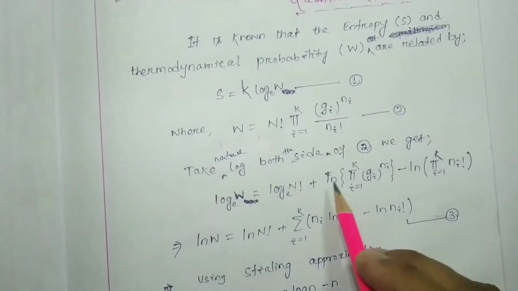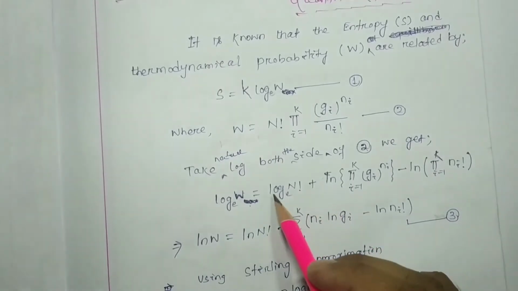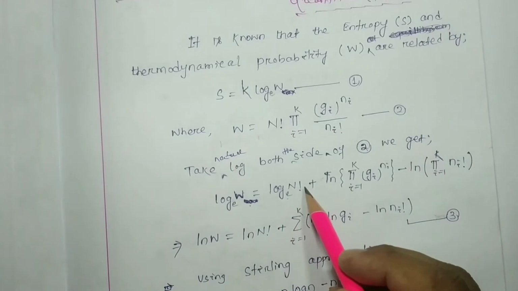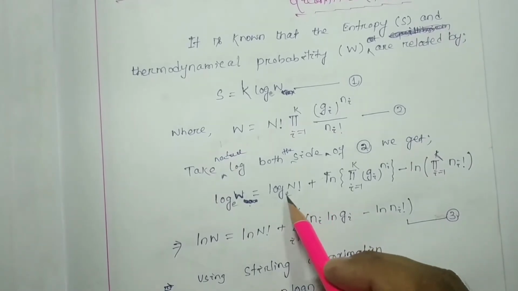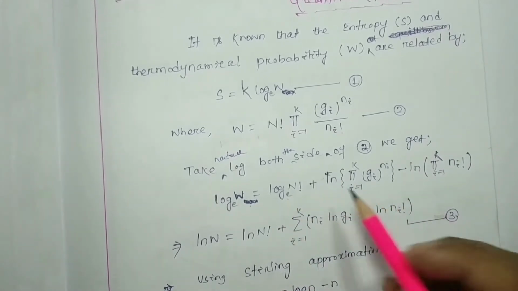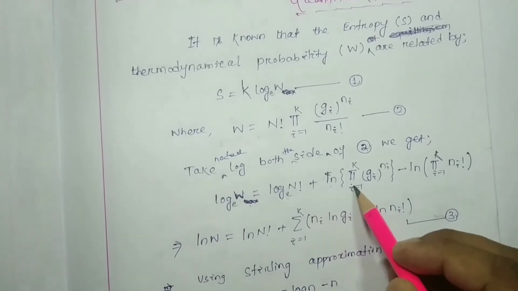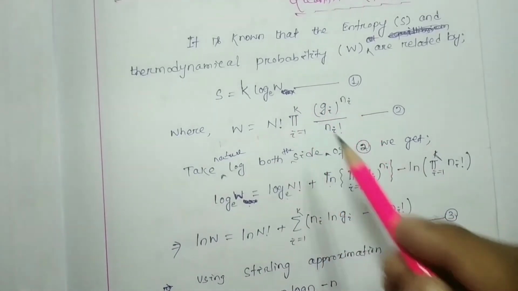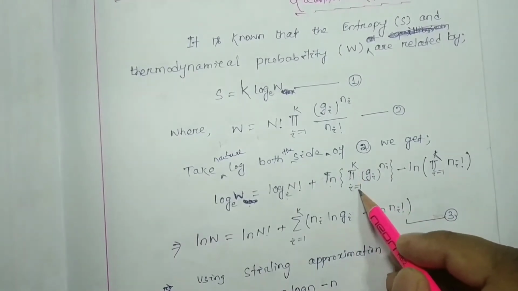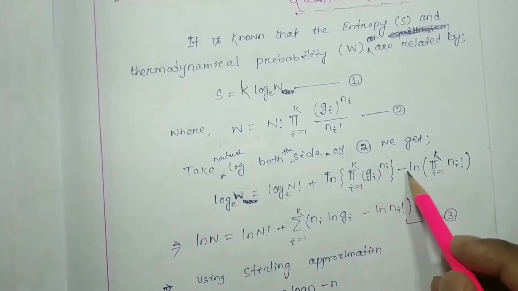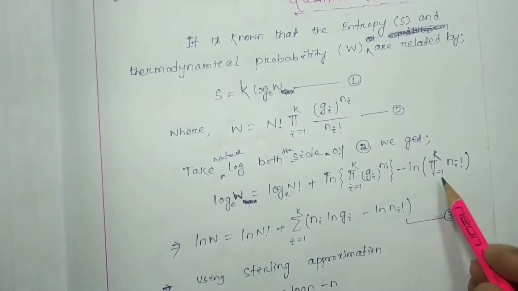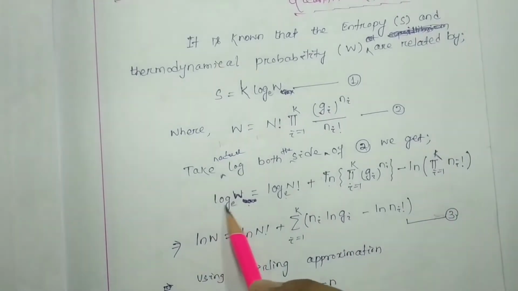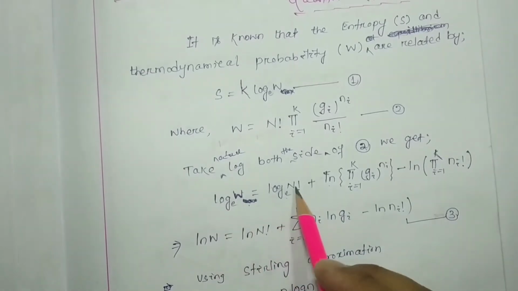So I told that log e something, instead of log e we can write ln also. So you can write ln of the term product over i equal to 1 to k of gi to the power ni minus ln of product over i equal to 1 to k of ni factorial. See here also you can write ln w, ln n factorial, no problem.